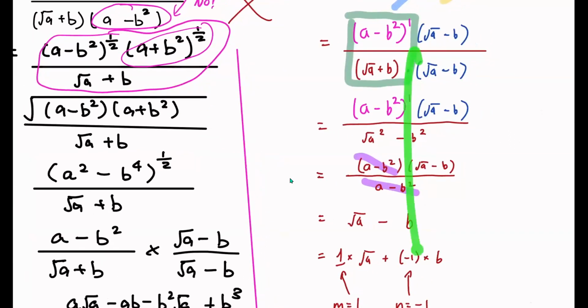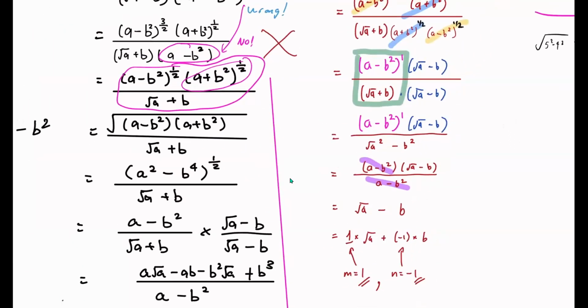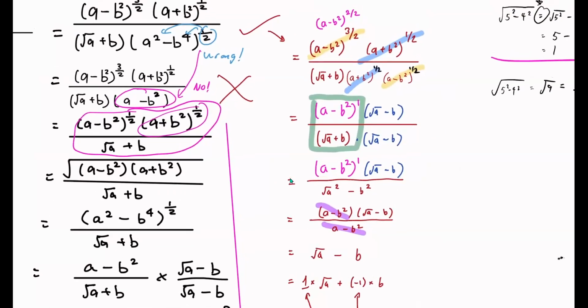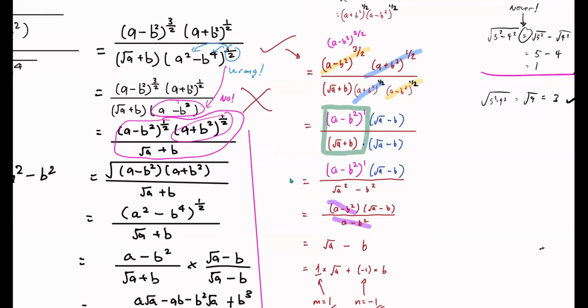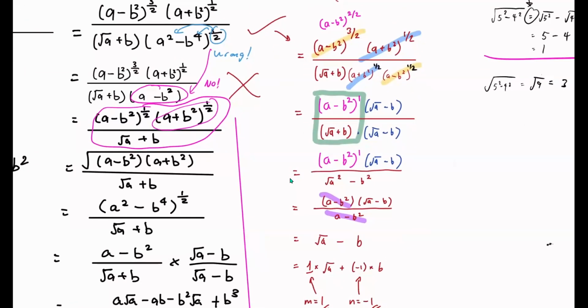Wait. No. Multiply top and bottom by root a minus b. Okay. You have root of a squared minus b squared, which is a minus b squared. But here, coincidentally, there's already a minus b squared. To the power of 2 over 2 is the same as power 1. So I just copy down a few times. Then eventually I drop the power 1. But there's a factor that cancels away entirely, a minus b squared.